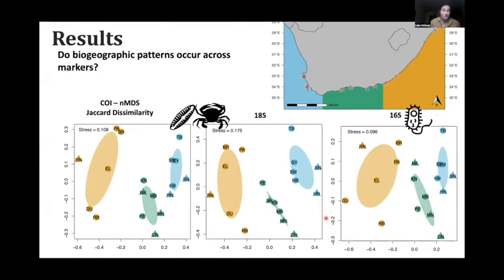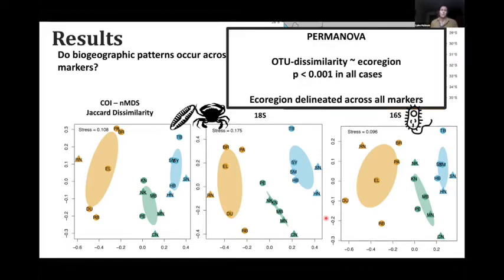Yeah, also the bacteria, the thing that seems to be structuring their communities along this coastline are those ecoregions. So that's very interesting. And if you take this data and put it into a modeling structure, a PERMANOVA, asking the question, is there a significant difference between these ecoregions for each of these different markers? And yes, you do get a significant result in that case.